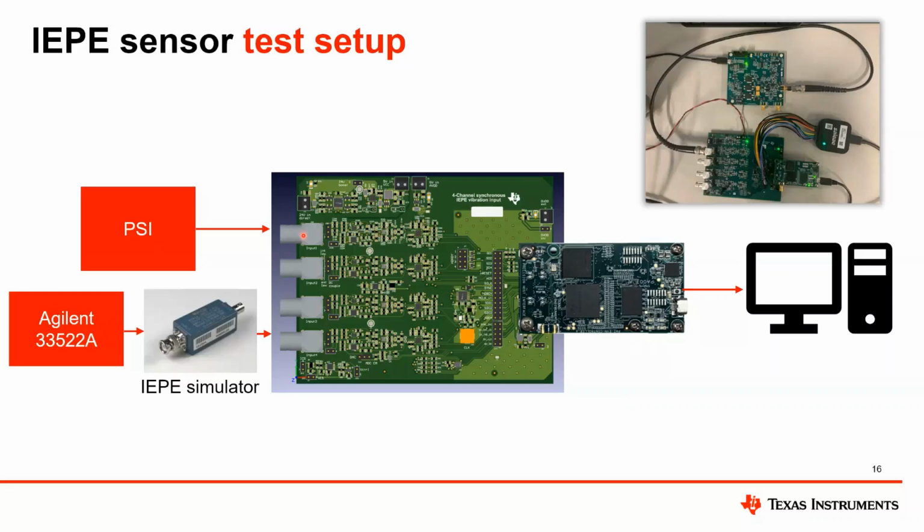To test the features of the sensor, we have what we call an IEPE simulator, which is driven by any function generator, and converts this function generator signal into an IEPE equivalent output. And we see here the PHI board connected to the 4-channel board, and then this goes to a USB port to our PC, which runs our dedicated software, which you also can download from TI.com.